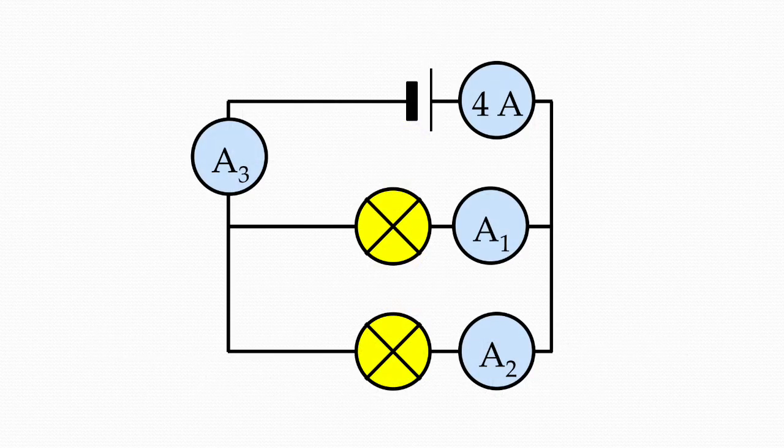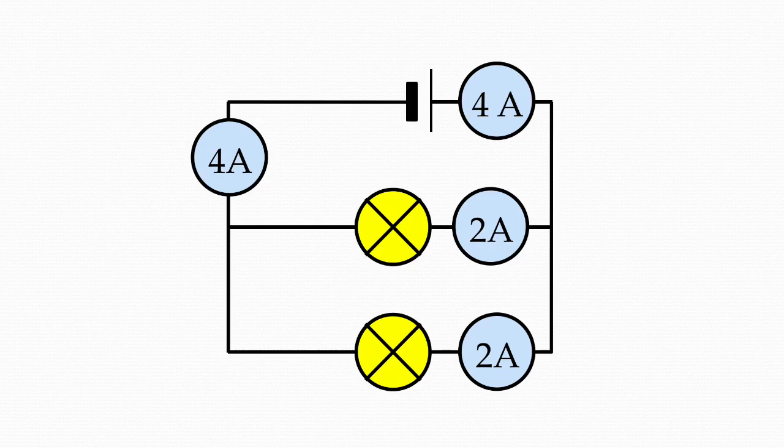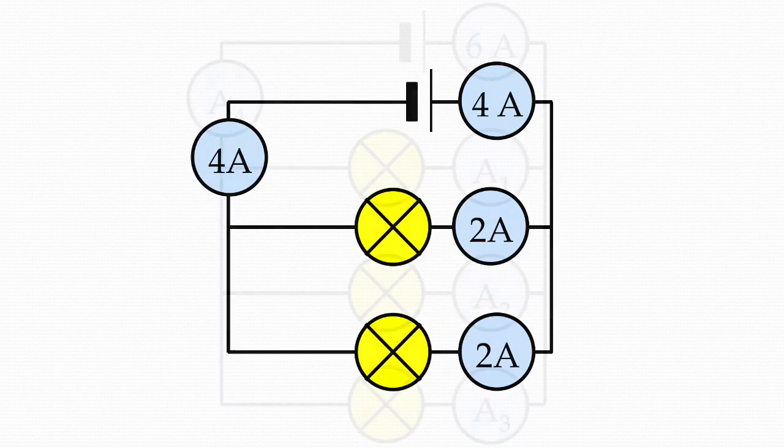Now we have a question for you. If we have 4 amps coming out of the cell at the top of the circuit, how many amps will be flowing through A1, A2 and A3? Pause the video now while you work it out. The current of 4 amps would split up 2 amps and 2 amps over the 2 bulbs and then recombine to make 4 amps at the end.